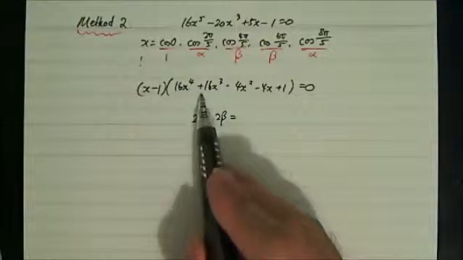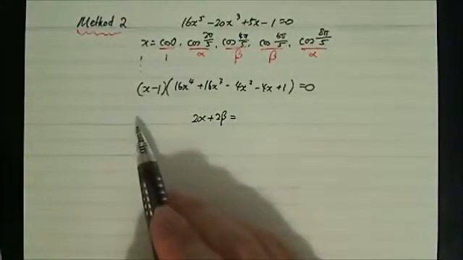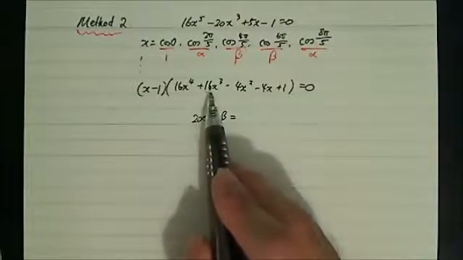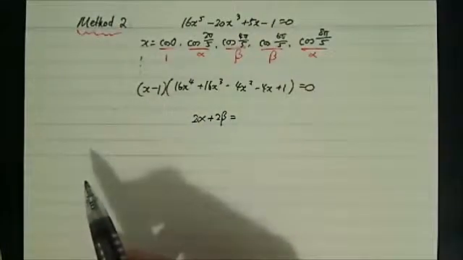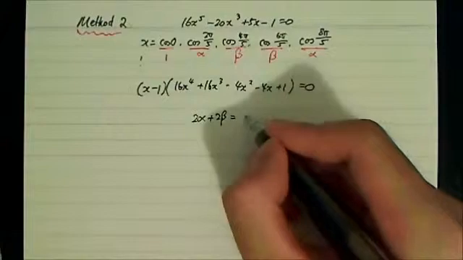The sum of the roots will be negative the coefficient of the second term over the first, as long as the second term is the power downwards. So here we have 16x cubed. I'm going to have minus 16 over 16, which is minus 1.